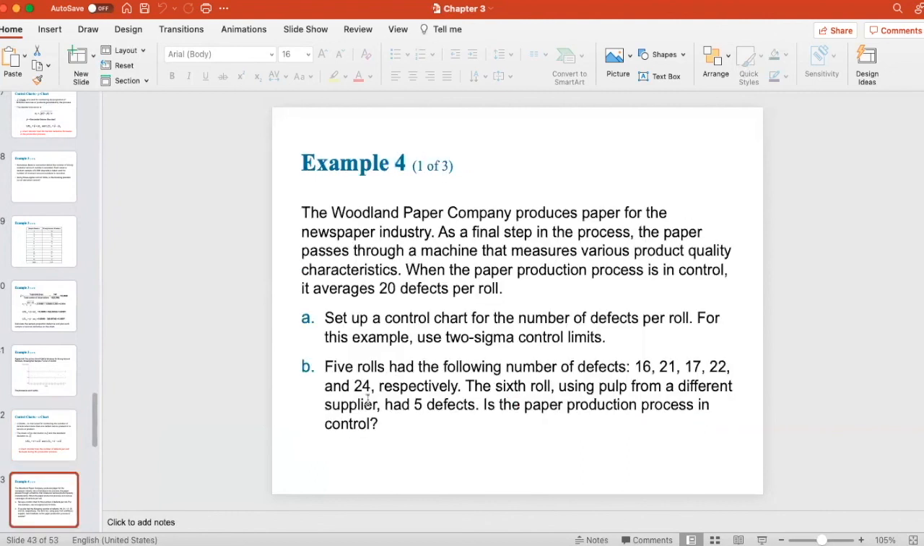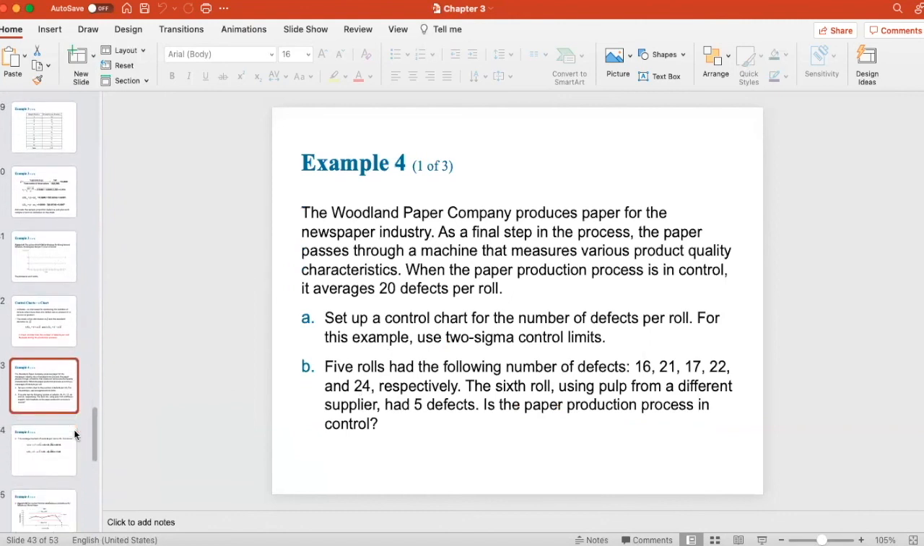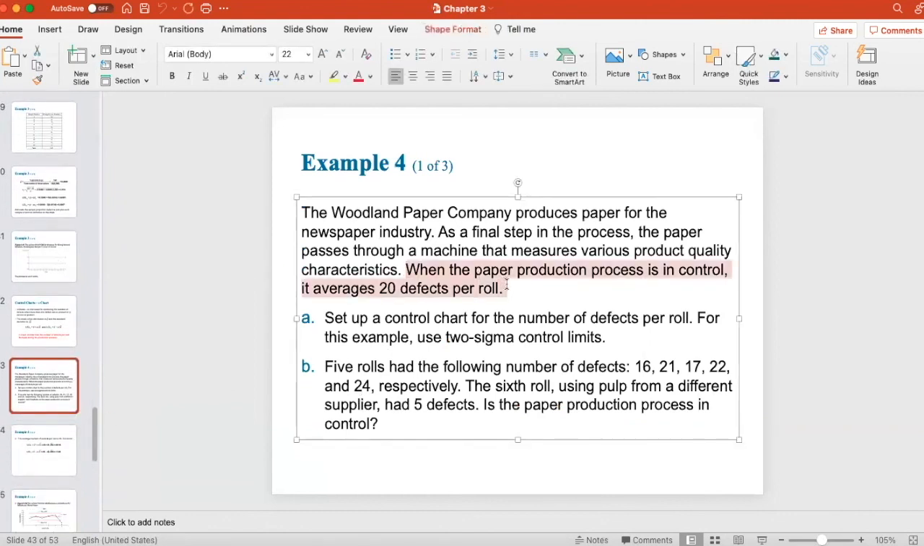Now, let's use a quick example to illustrate everything shown here. The key information is that when the paper production process is in control, the average is 20 defects per row. If we want to set up a control chart for the number of defects per row, it basically means finding the corresponding UCL and LCL. We already know the average is 20 defects per row, basically per product or per service.